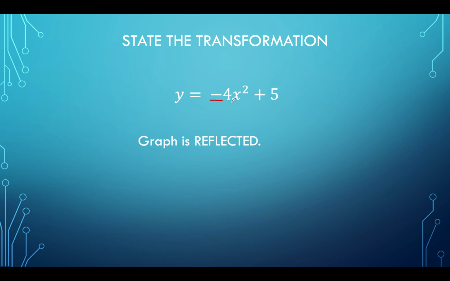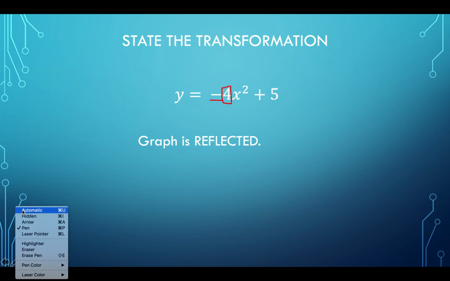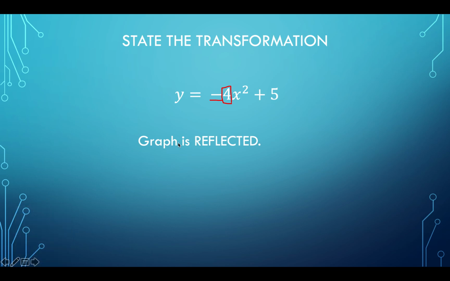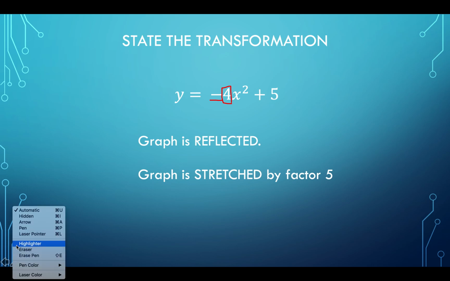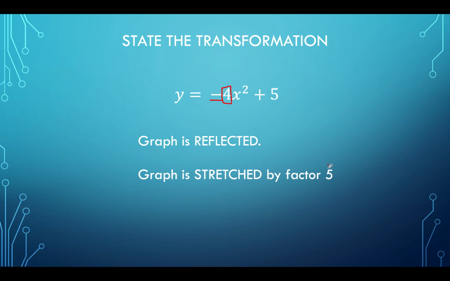Then we have this 4. What does a 4 in front of x squared mean? Well, if it's a whole number, that means the graph is going to be stretched by what? By 4. So the graph is stretched by 4. This should be a 4, not a 5. So graph is stretched by 4.